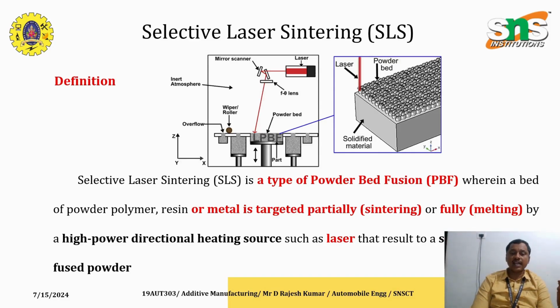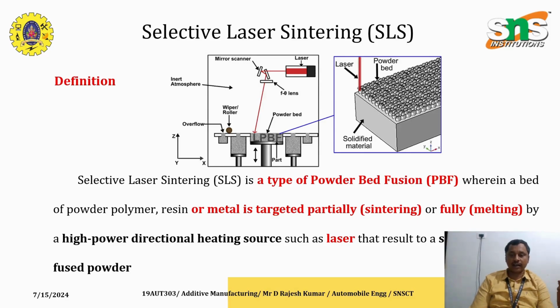In selective laser sintering, the laser source is used to scan the material and it is used to fuse the material partially. So here the material is partially fused and it bonds with another material or another particle that is partially fused. Whereas in selective laser melting, the entire area in which the laser scans is fully melted and it is allowed to solidify.